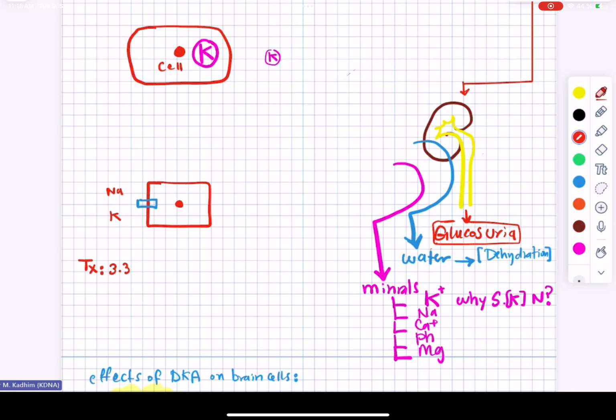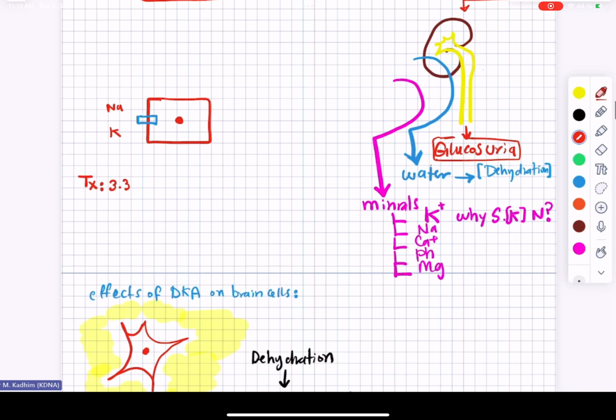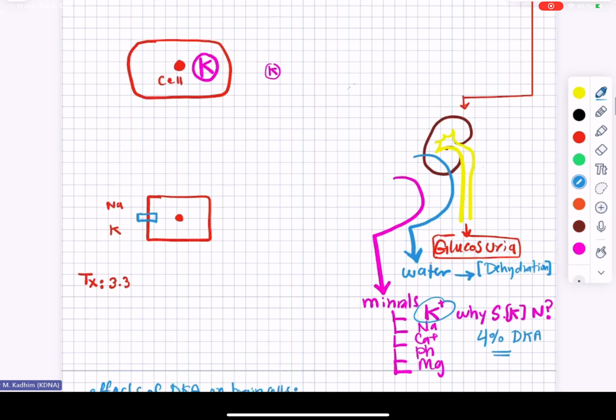What is the effect of diabetic ketoacidosis on potassium? As you see here, the potassium is lost in the urine, right? Yet the literature says in about 4% of cases of DKA you will see hypokalemia. So it's contradicting, because we're losing potassium in the urine, but when you measure the potassium in the blood, you will see it is actually normal or sometimes elevated.